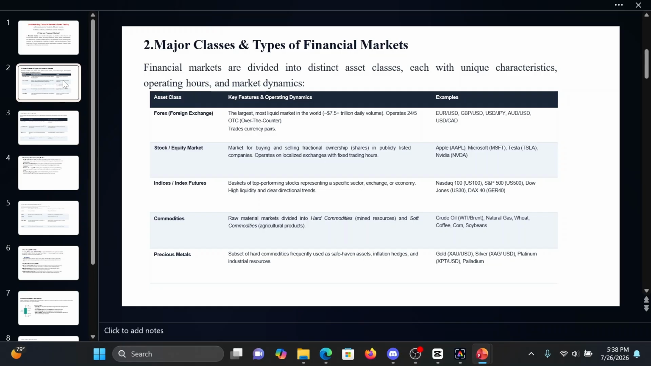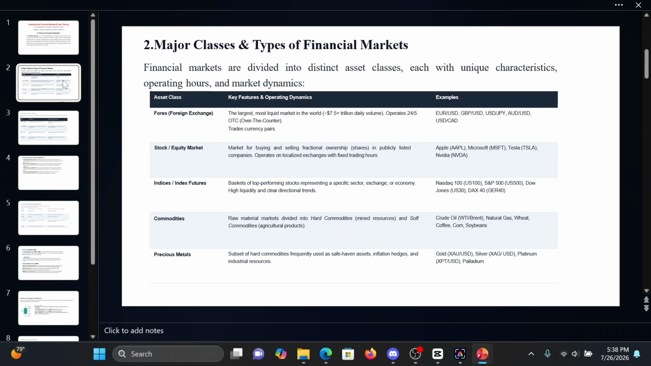So, a basket of the top performing stocks representing a specific sector, exchange or economy, with high liquidity and a clear directional trend. Examples are the NASDAQ or the US 100, which I do trade. We have the SP 500, the Dow Jones, the DAX or the German 40, the YM and so many more.